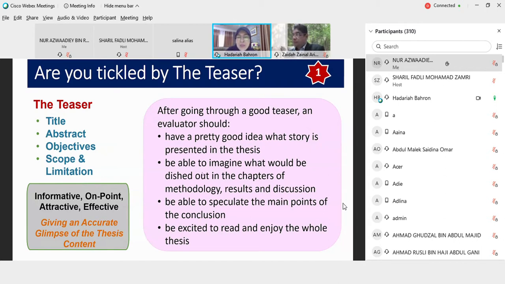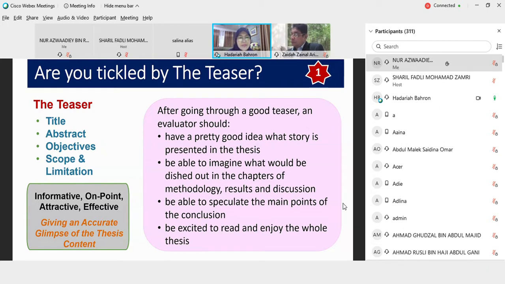He would be able to have an idea of what is going to be the next that he will meet in the thesis. He would be able to speculate the main points of the conclusion, and he would be excited to read and enjoy the whole thesis. So if the teaser is an effective teaser, then this is what the examiner would feel. So students writing must have all this in mind. Am I going to be able to give this kind of feeling to anyone reading this thesis?